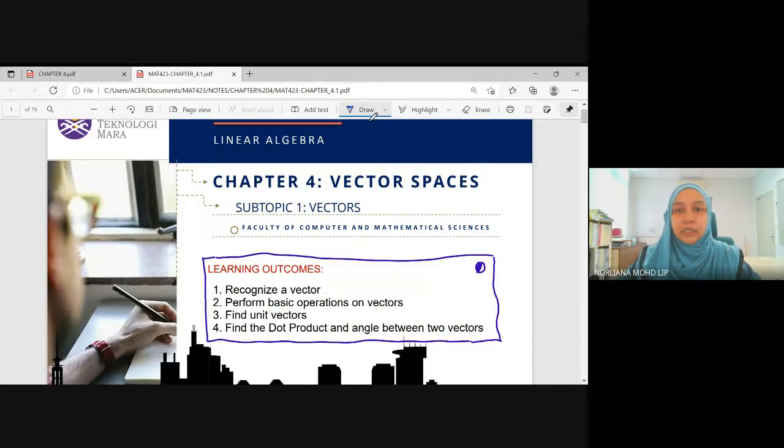There are 3 basic operation on vector: addition, scalar multiplication and subtraction. Number 3, find a unique vector. And the last one, find the dot product and the angle between two vector. This is the application of the vector, using dot product and angle. So there are 4 learning outcome in this subtopic.